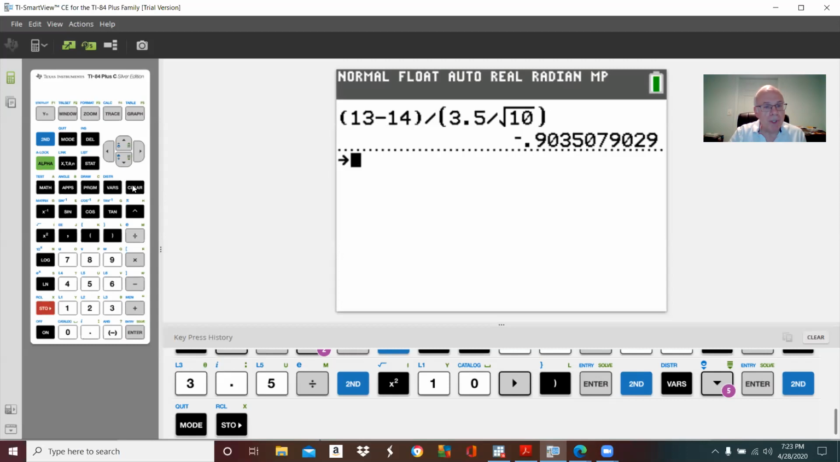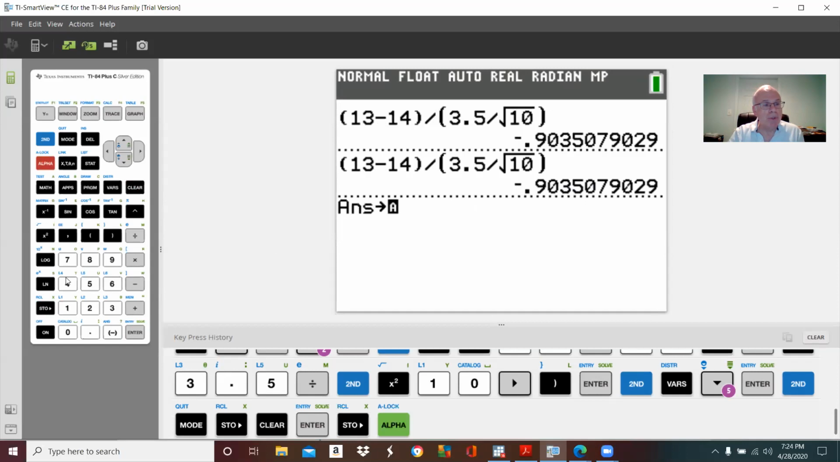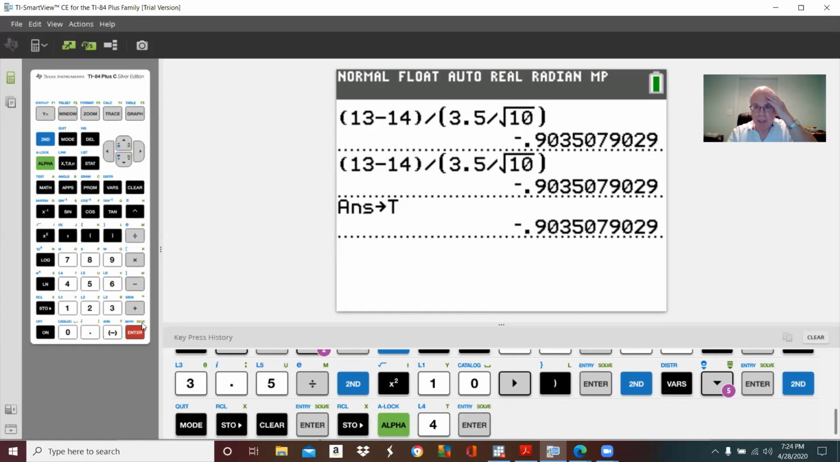So what I'm going to do is enter this number again. I'm going to hit enter again, just to repeat this process here. And now, if I hit the store button, notice it has ANS, which means answer. It's the previous number that was answered. I want to store that into the letter T, which is right above the 4 here, and then hit enter. The reason I did this is that I can use the full number instead of having to round it when I do my TCDF. So this test statistic is now stored in the letter T.